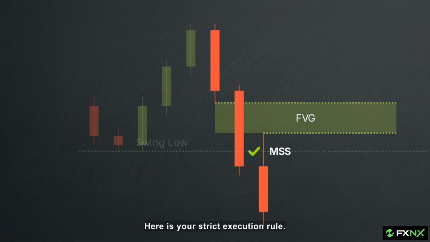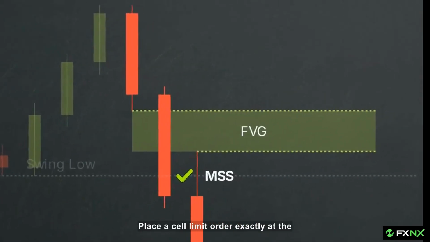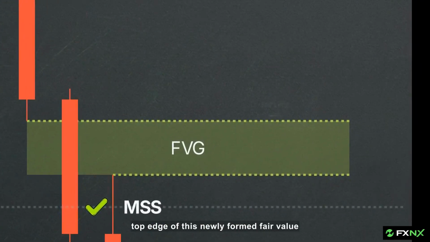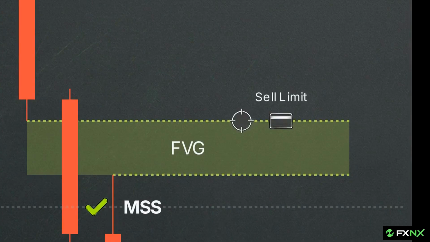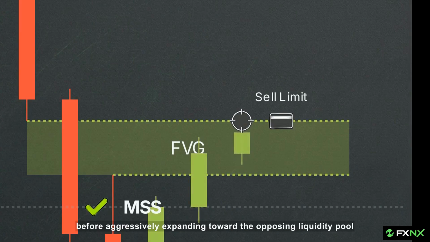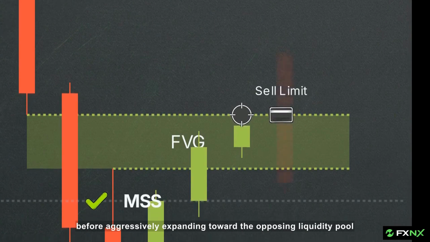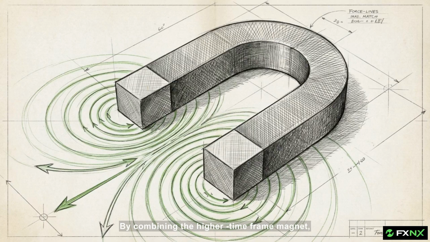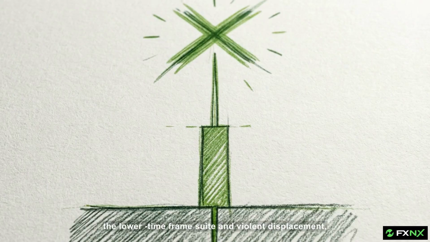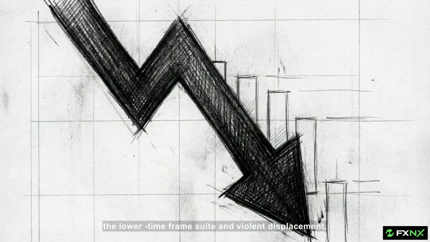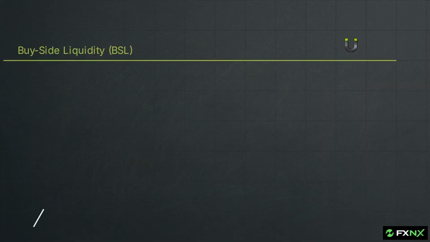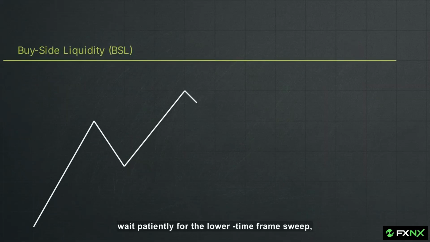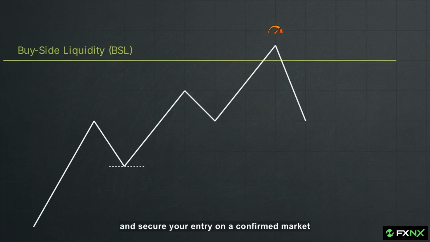Here is your strict execution rule. Place a sell limit order exactly at the top edge of this newly formed fair value gap. The market will typically retrace just enough to rebalance that gap and trigger your pending order, before aggressively expanding toward the opposing liquidity pool at the bottom of the range. By combining the higher timeframe magnet, the lower timeframe sweep, and violent displacement, you build a fully objective, emotionless framework. You execute directly alongside the institutions.